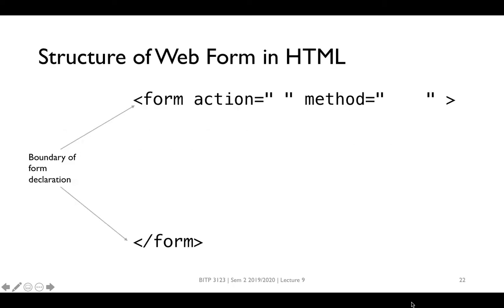Let us see the structure of an HTML web form. An HTML web form is located in the body of the HTML file. A pair of form tags will be used to declare the form. In the tag, we specify the action and the method. The method here is either GET or POST. In between the tags, we put the declaration of form fields such as text fields and buttons.